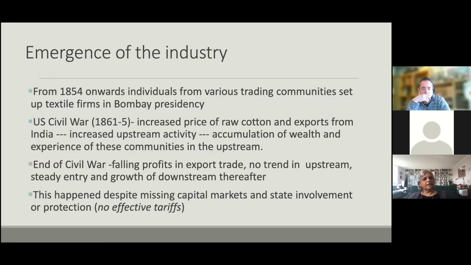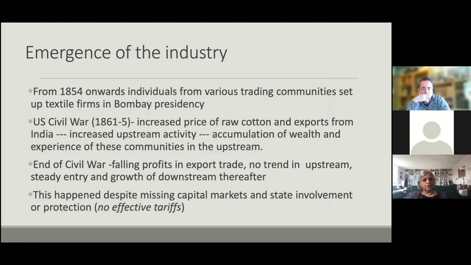So how did the industry actually emerge? There were two factors here. One was the American Civil War of 1861 to 65, when India became the main exporter of raw cotton, and there was a big increase in the price of raw cotton.